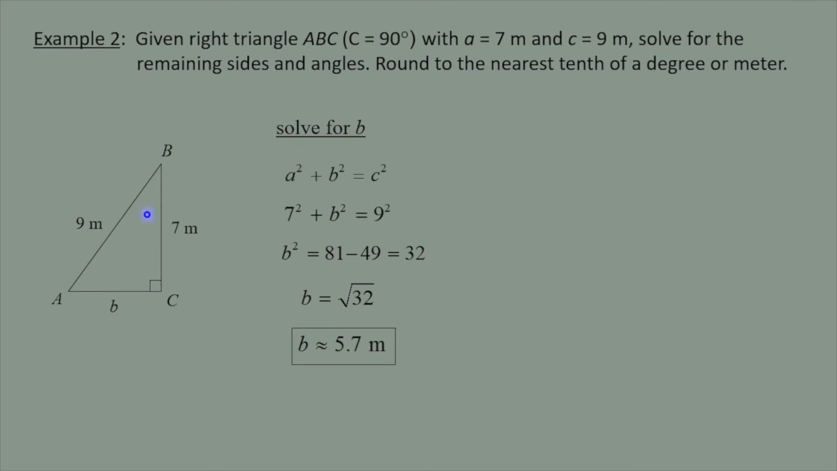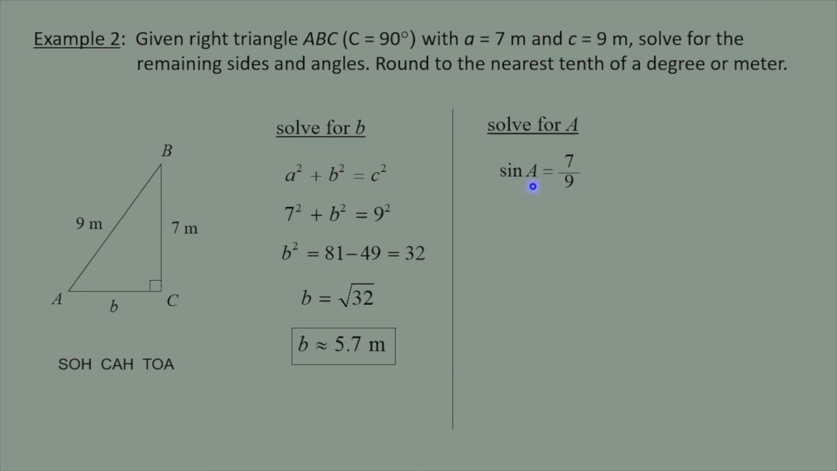Now we need to solve for the two angles. It won't matter which one we choose to start with, because with the two given sides, we can set up an appropriate trigonometric ratio for either one of these angles. Let's go ahead and start with angle A. With respect to angle A, the two given sides are the opposite leg and the hypotenuse. Notice if we were solving for angle B, we would be working with an adjacent leg and a hypotenuse. So for angle A, we want the ratio sine equals opposite over hypotenuse. That's sine of angle A is equal to 7 over 9.